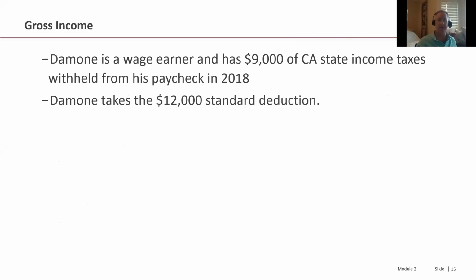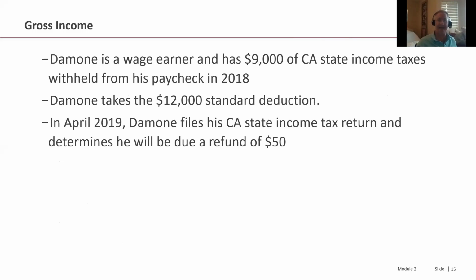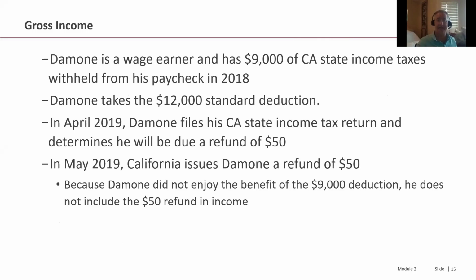Okay, let's redo this, except assume that he takes the standard deduction. If he takes the standard deduction, then none of that $9,000 is deemed to be included in his $12,000 standard deduction. So even though he gets a refund, he did not enjoy the benefit of the $9,000 deduction. As a result, he doesn't include the $50 refund in his income.